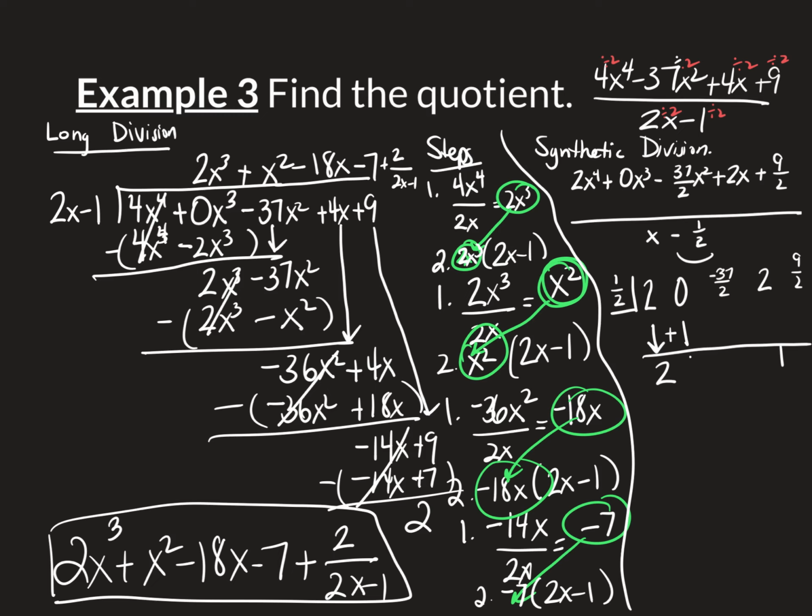Then I add, 0 plus 1 is 1. Then I multiply 1 times 1/2, and I'll put that answer here. 1 times 1/2 is 1/2. Then I add them together. -37 over 2 plus 1 over 2 is -36 over 2, which is -18. So if you need to write that out, -37 over 2 plus 1 over 2 is -36 over 2, which is -18.